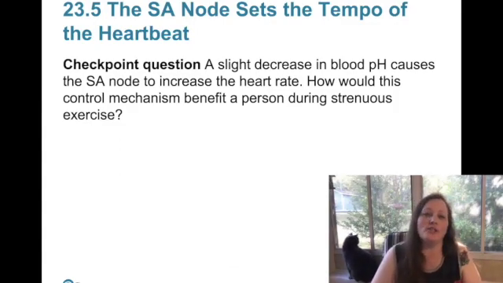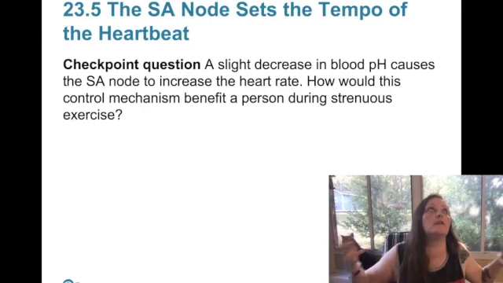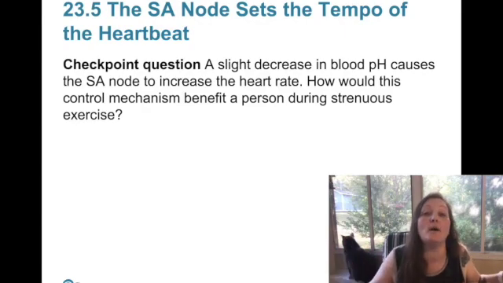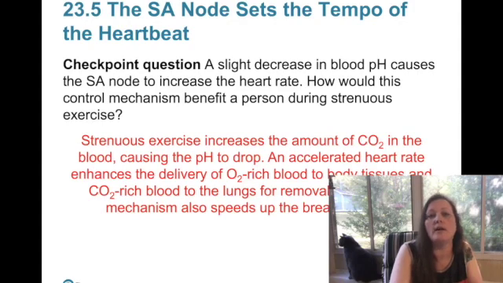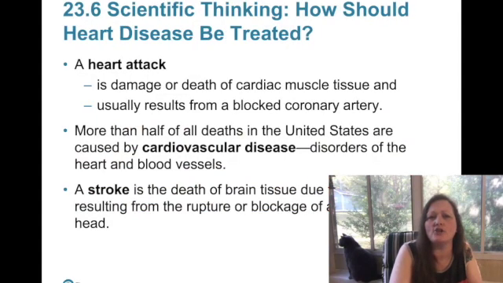Okay, checkpoint question. A slight decrease in blood pH causes the SA node to increase the heart rate. We just talked about this when we were talking about gas exchange. How would this control mechanism benefit a person during strenuous exercise? Seriously, it's the same question. It's because we need more oxygen, and so it's just speeding us up to breathe more. There you go. Already covered this in the last chapter.